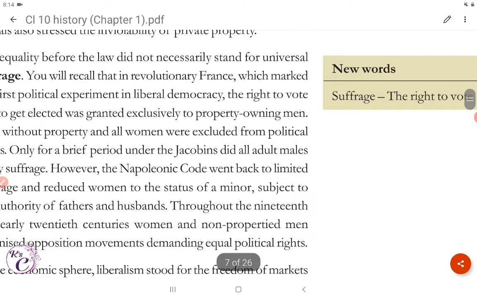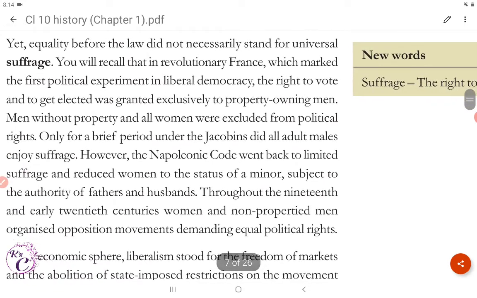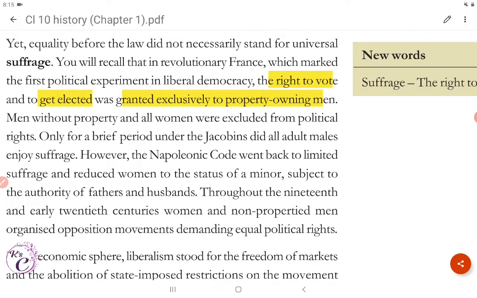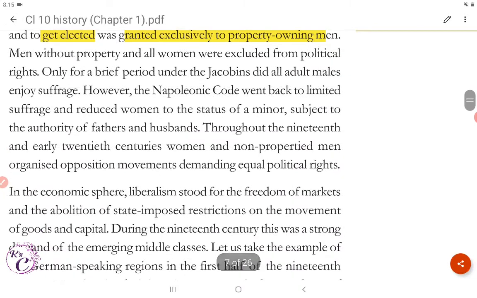Suffrage means the right to vote. You will recall that in revolutionary France, which marked the first political experiment in liberal democracy, the right to vote and to get elected was granted exclusively to property owning men.